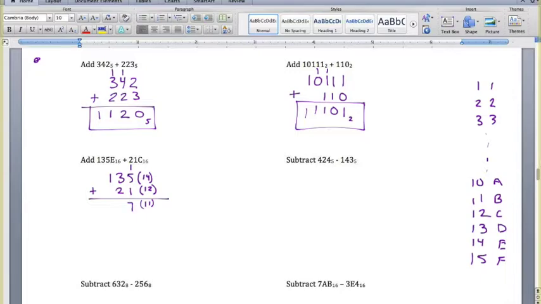1 plus 5 plus 1 is 7, and that's not a problem. 3 plus 2 is 5, and 1. But then in our final answer, we don't have a symbol for an 11, so we need to change that 11 into a B.